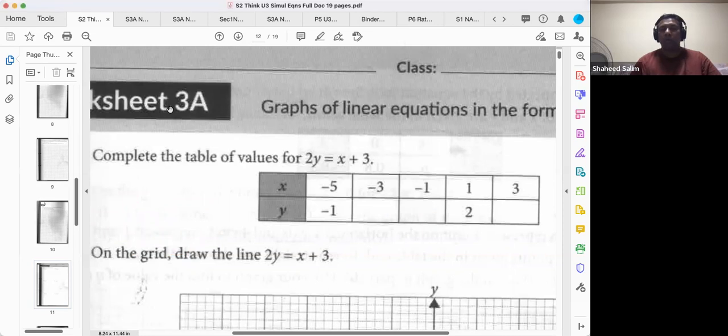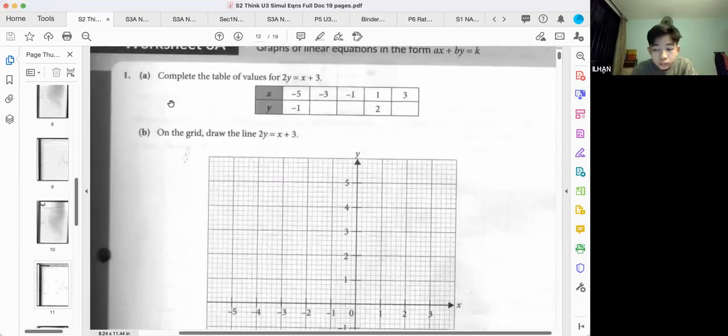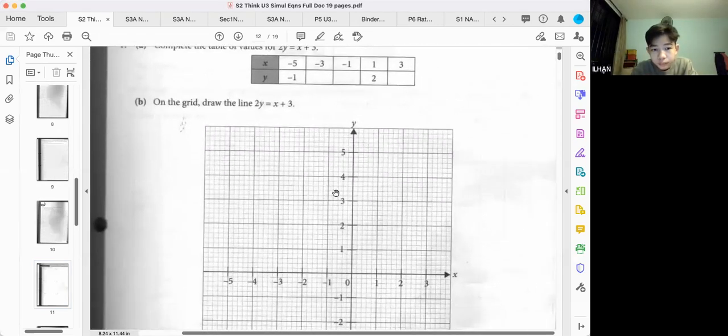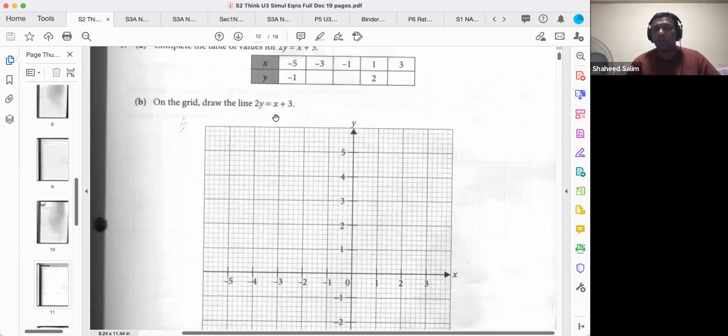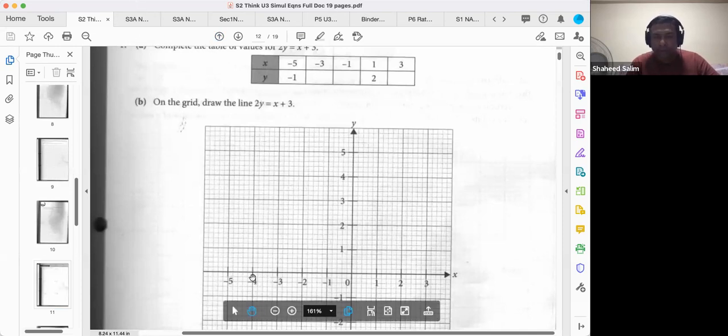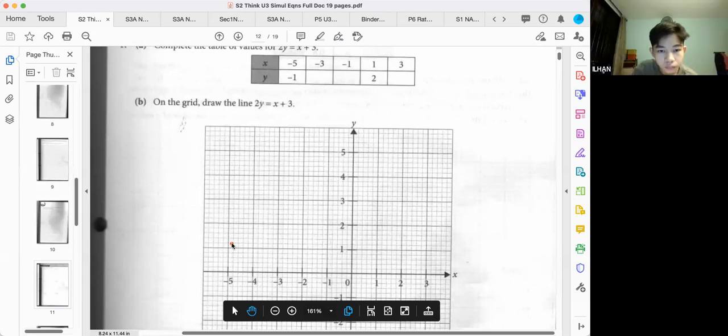Can you annotate? You can mark down here where the point is. Okay, I do the first one. The first one here, x is -5, right? And then y is -1. So x is -5, we go down here, y is -1 is here. Can you see? So I can mark down here.